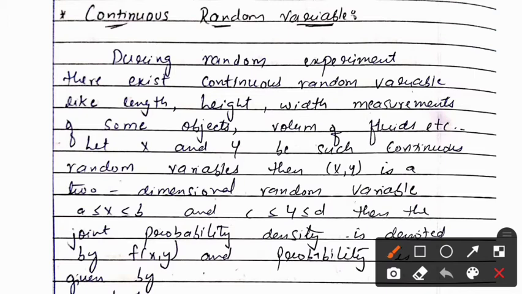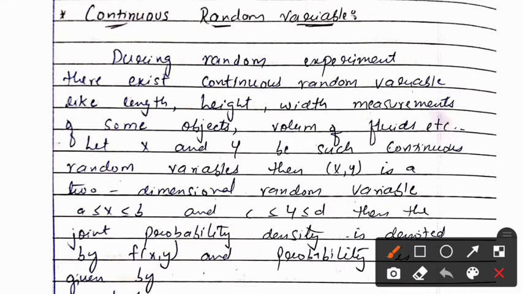Now in previous lectures of probability, we have learned the basics of probability and we have also learned about the probability mass function. Now in this lecture of probability and distribution, we will learn about the continuous random variable. Now let us see the basics of the topic and then we'll proceed towards the example.